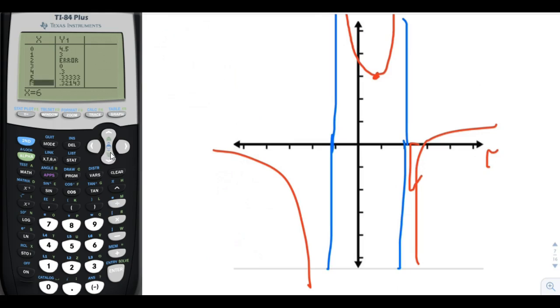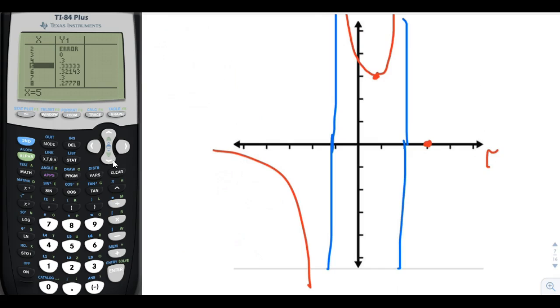Yeah, 0.3. Oh, so one of my critical points is 3, 0. So that's right there, right? 3, 0. My sketch was not bad. And then I'm approaching... Ooh, weird. Look at that. I go up a little bit.